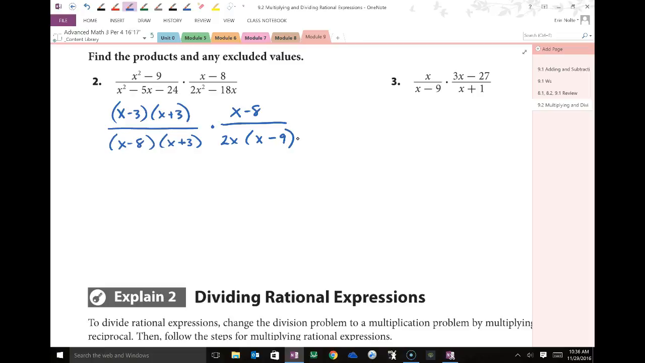Okay, so what cancels? Ooh, good. So I see an x minus 8 canceling. You see how you can cancel across like that? Top and bottoms. Okay, what else do you see? X plus 3's. Anything else? Looks good to me. So what's going to be left on top? X minus 3. And on the bottom? 2x and x minus 9.